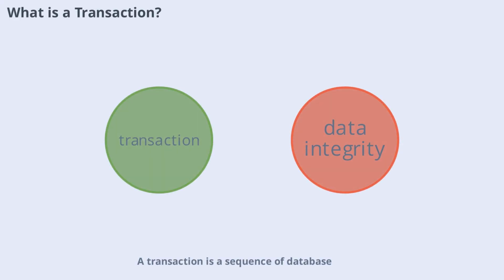A transaction is a sequence of database operations that are treated as a single unit. This means either all the operations succeed together or none do. Transactions are crucial for maintaining data integrity, especially in situations where multiple changes must be made together. TCL commands help you manage these transactions efficiently.